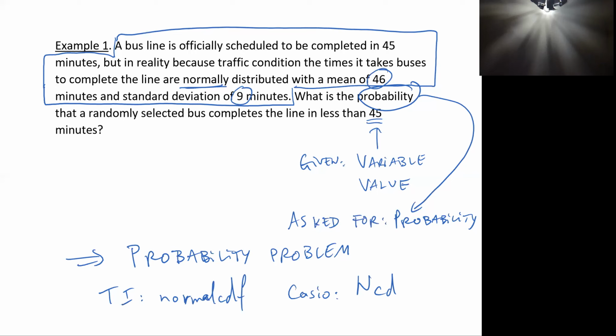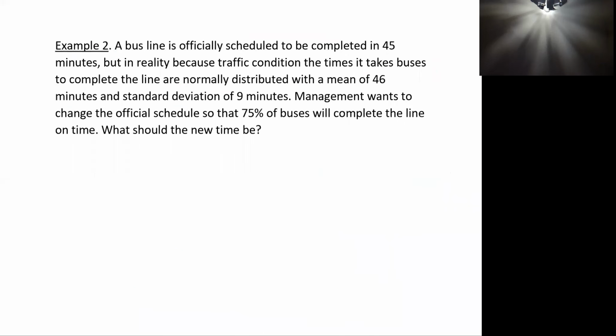All right, second example. Same beginning, a bus line is officially scheduled to be completed in 45 minutes, but in reality, because of traffic conditions, the times it takes buses to complete the line are normally distributed with a mean of 46 minutes and standard deviation of 9 minutes. Management wants to change the official schedule so that 75% of buses will complete the line on time. What should the new time be?